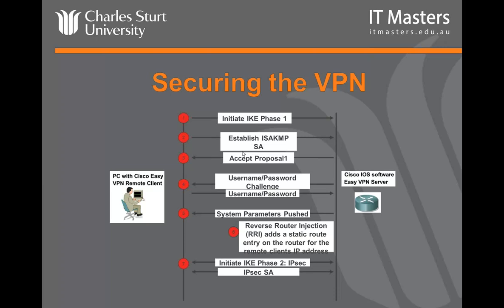So we do our phase one. We establish our ISAKMP. We accept the proposals. We have usernames and passwords. System parameters are pushed. Reverse route injection adds a static route to say, okay, come this way now for all your traffic. And then we'll negotiate phase two and we set up our IPSec security association and away we go.